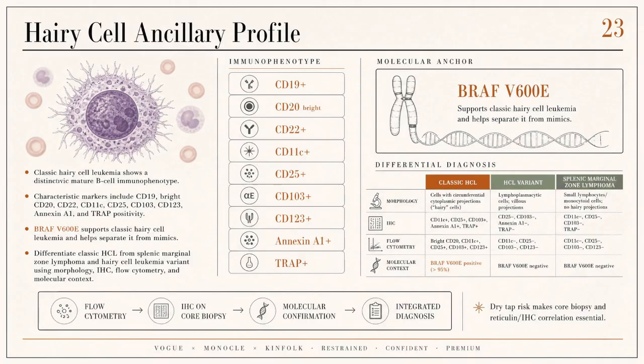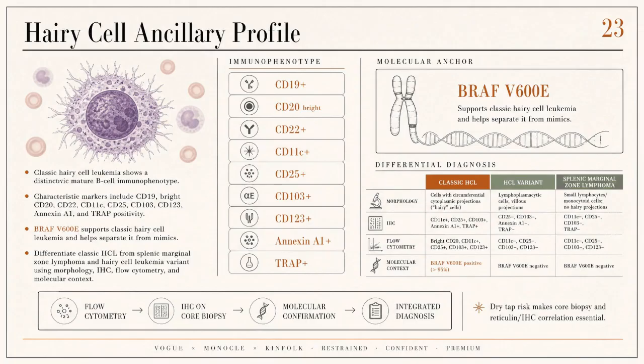Molecular testing has revolutionized the diagnostic landscape for HCL. The BRAF V600E mutation is present in the vast majority of classic HCL cases and serves as both a definitive diagnostic marker and a therapeutic target. Detection of this mutation confirms the diagnosis and opens the door to targeted therapies, which have significantly improved patient outcomes. Importantly, the BRAF V600E mutation is absent in the hairy cell leukemia variant and other mimics, underscoring the necessity of comprehensive molecular profiling to avoid misdiagnosis and inappropriate treatment.